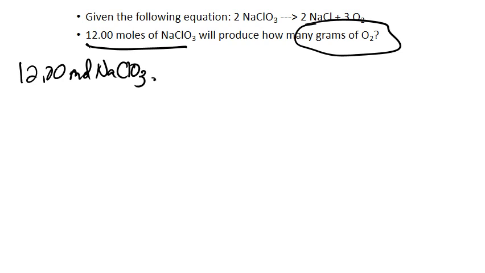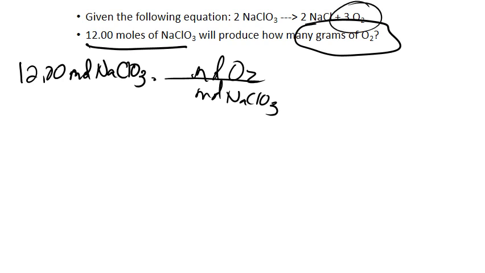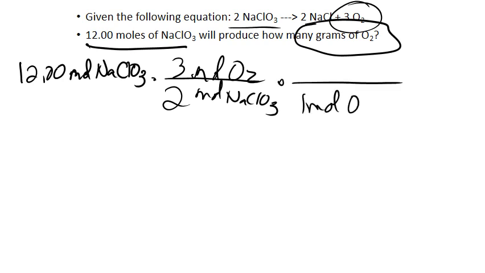So we're already in moles. So moles is on top, moles of NaClO3 has to go on bottom. And then we're going to eventually O2 in the end. So we have to go to moles of O2 first. And we get these numbers from the equation. There's 3 O2s and 2 NaClO3. So now we're in moles of O2, but we're not done because we need grams of O2. So 1 mole of O2 is how many grams of O2?